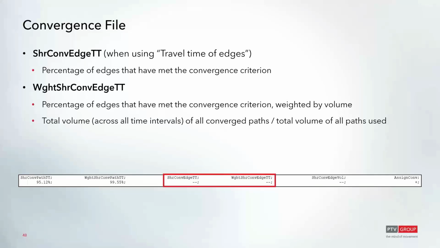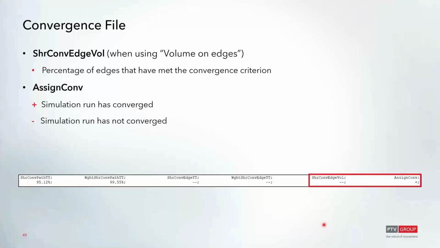And then likewise, if you are using the travel time of edges convergence criteria, here you can see the percentage of edges that met that criteria, as well as a weighted percentage, again weighted by volume. And finally, if you are using the volume on edges convergence criteria, we've got a setting here where you can see the percentage of edges that have met that criteria. Since we're already dealing with the vehicle volume, we don't have a weighted percentage, but just the overall percentage.